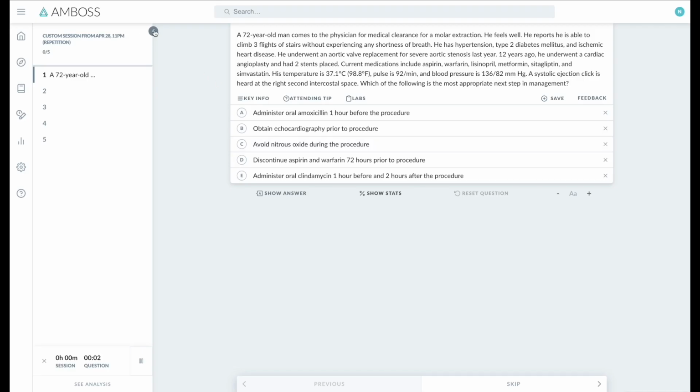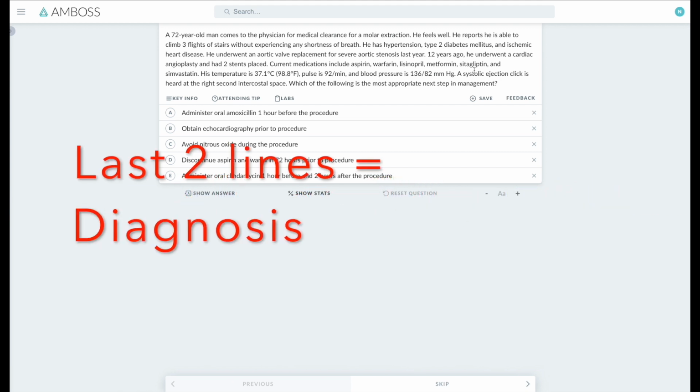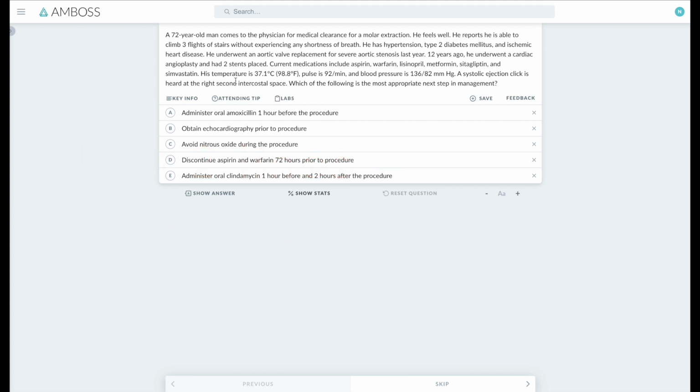So let's get started. Alright, so the first thing I do is, like I said, I read the last two sentences excluding the "which of the following." So you read the two sentences before "which of the following." I'm gonna show you right now how I do it quickly and then explain. So that's what's going on in my head.